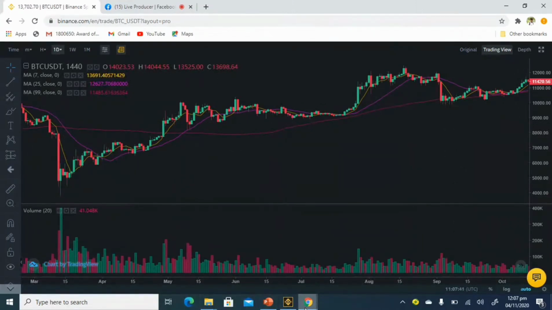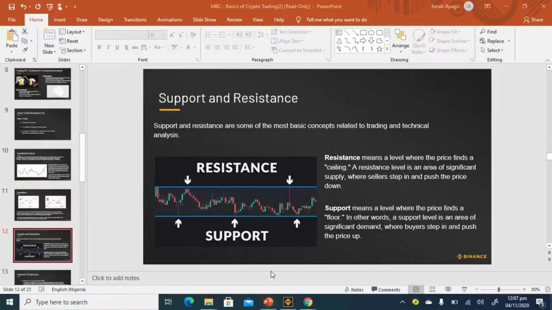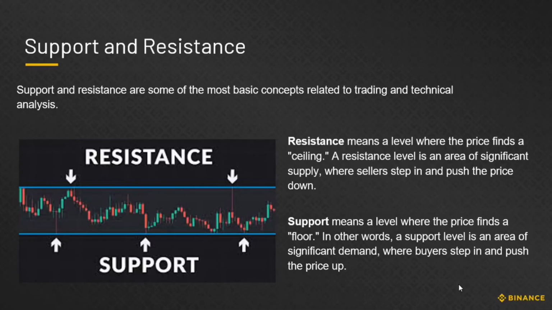So that's what resistance and support is. Resistance, ceiling; support, floor. Okay, look at it clearly here. Look at this point here. Whenever this price tends to reach this point, it bounces back, it goes back, and whenever it reaches below this point, it seems not to go down further, it bounces back up. So this is a support and this is a resistance.